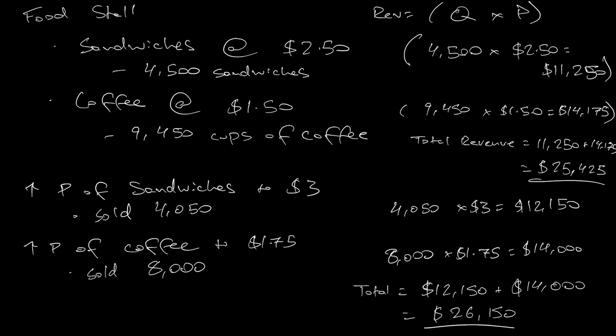So there has been an increase overall in the amount of revenue per month by the food stall by about $725. So it goes to show that the increase in price in this instance was actually a really good option, even though it led to a decrease in the quantity of goods sold. That was offset by the increase in price. So it just gives us an example of how we can actually determine revenues and what revenues are.